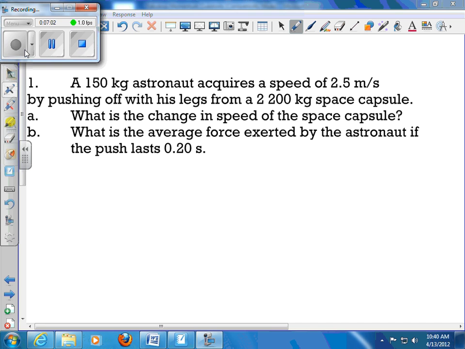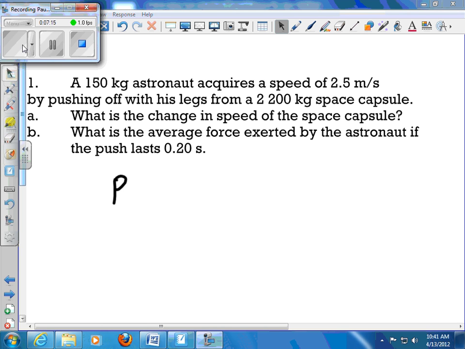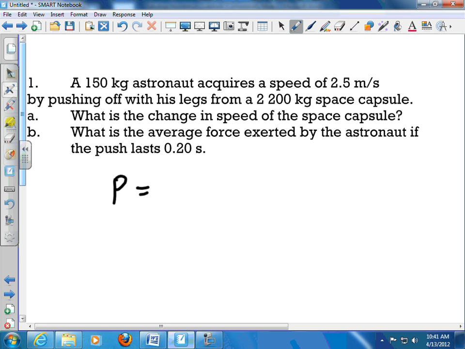We always have to figure out our initial momentum. Okay, so momentum equals mass times velocity. Initial equals, like we said, mass. It doesn't matter which mass because our velocity is 0. So our initial momentum equals 0.